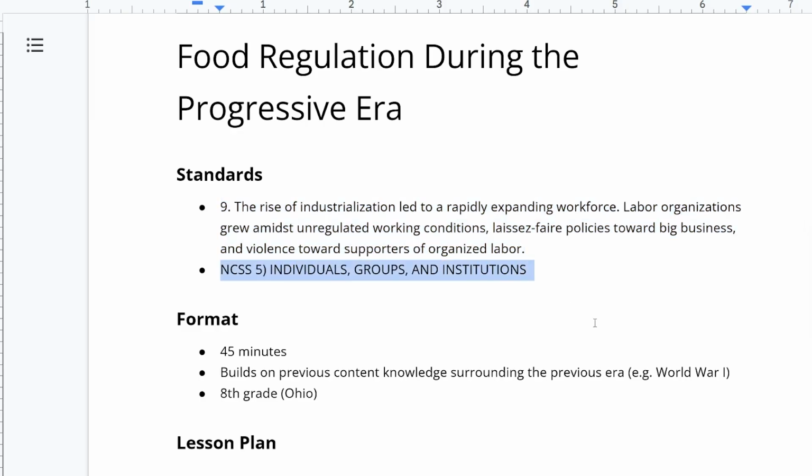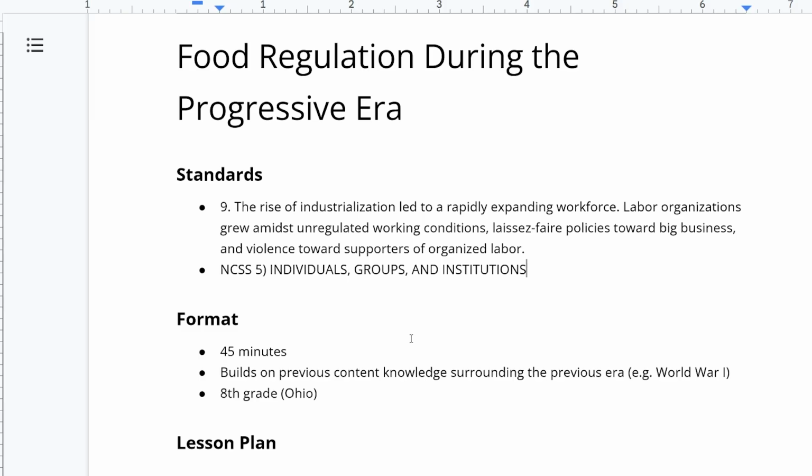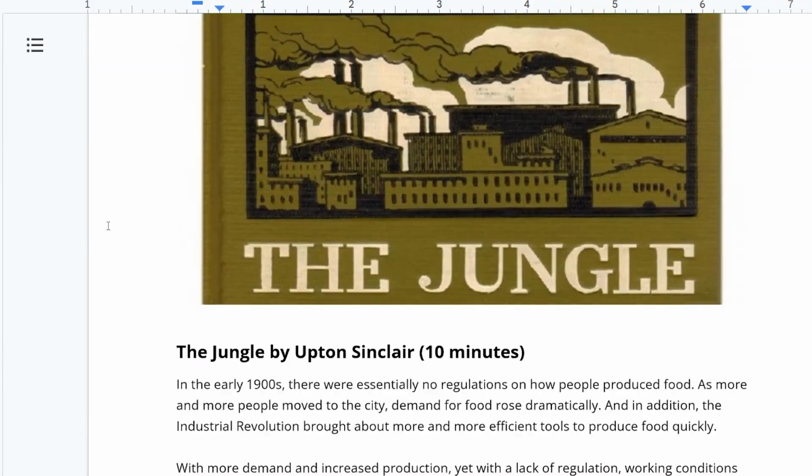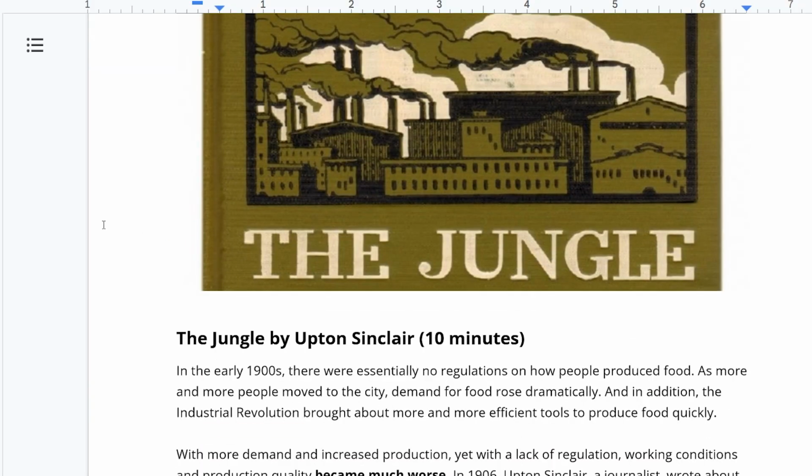Now, if you notice, I did include the standards like any good teacher would. That is the Ohio Social Studies Standard. I even included the National Council for the Social Studies Individual Groups and Institutions Standard. I'm gonna be top of the line here. I also have the Teacher of the Year format over here. So here's the general overview of what I ended up doing.